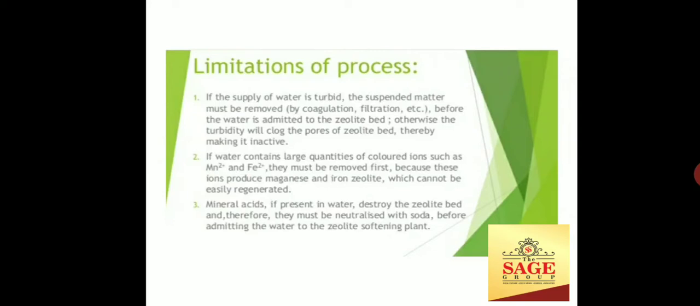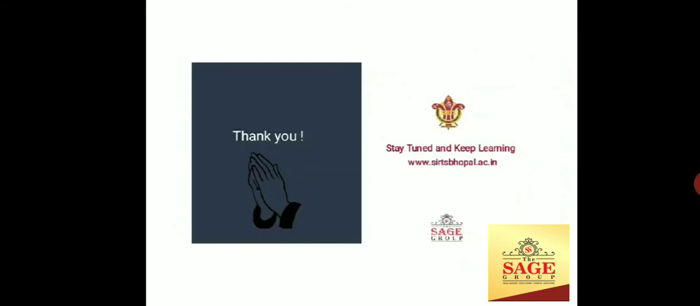So these are the limitations of this process, but still this process is very advantageous, very efficient. Residual hardness is simply 10 ppm. So we can say it is a very good process to be used for softening the water. In this way we have discussed the zeolite process, which is a water softening process. In our next class we will be discussing some other water softening process. Till then, stay tuned and keep learning.